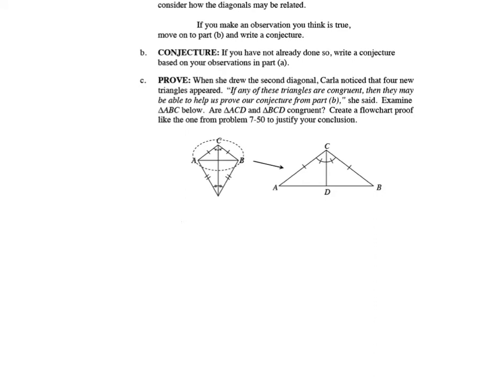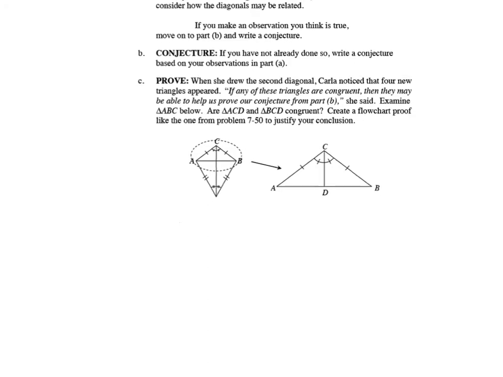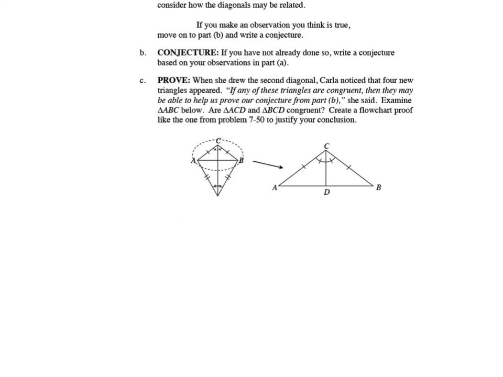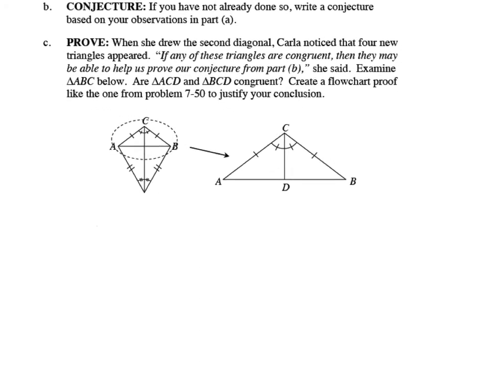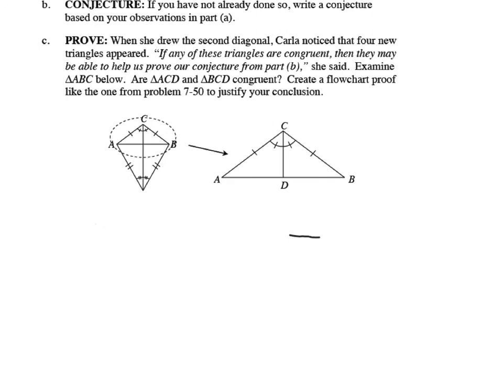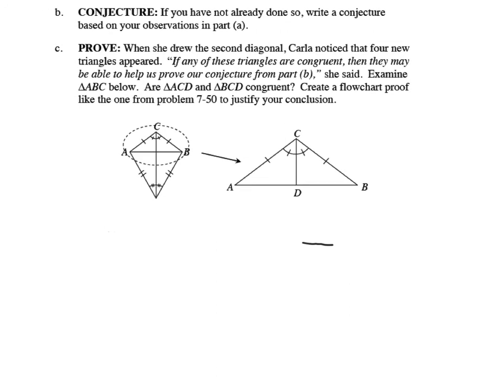So now we're tasked to prove it. It says, when she drew the second diagonal, Carla noticed that 4 new triangles appeared. If any of these triangles are congruent, then they may be able to help us prove the conjecture from part B, she says. Examine the triangles below. Are they congruent? If so, create a flowchart proof like the one from 750 to justify your conclusion.